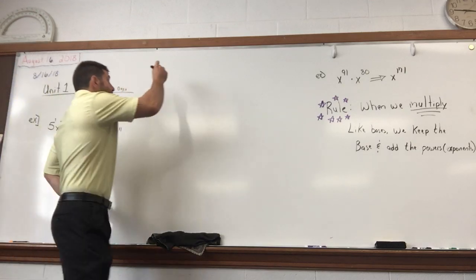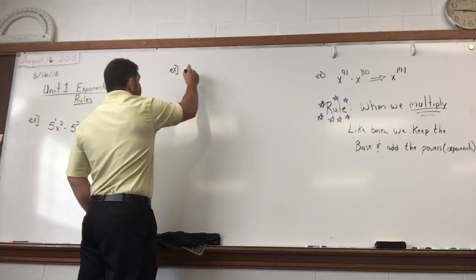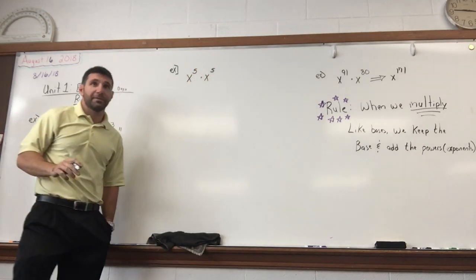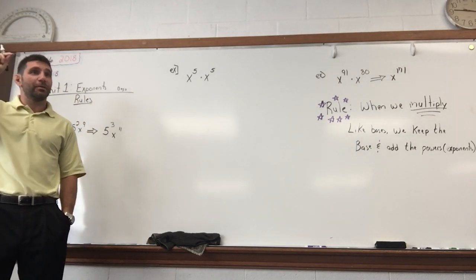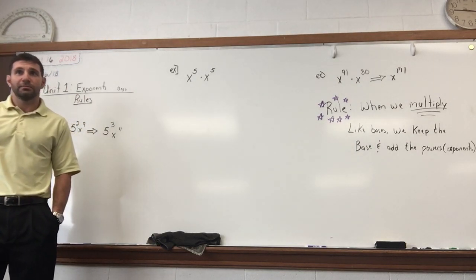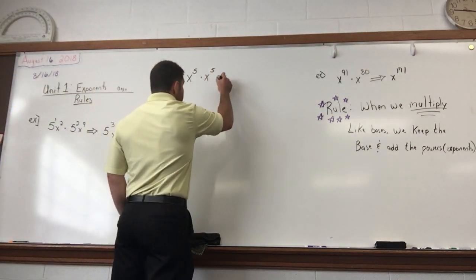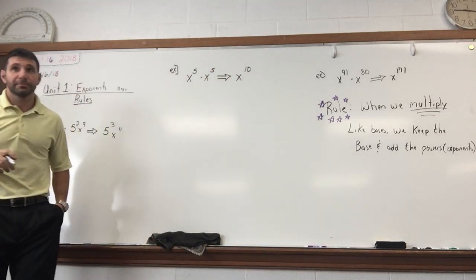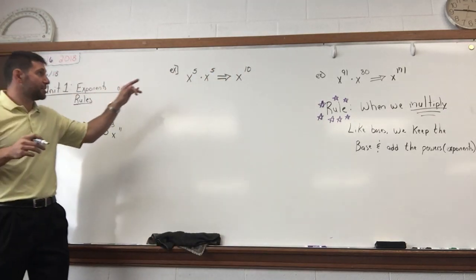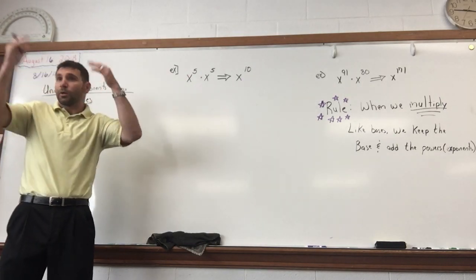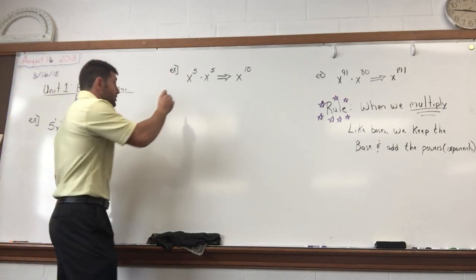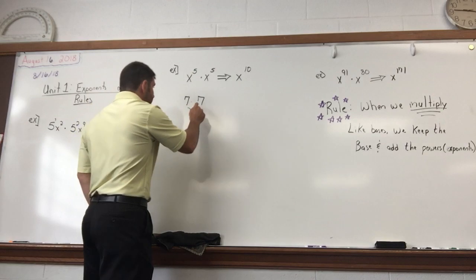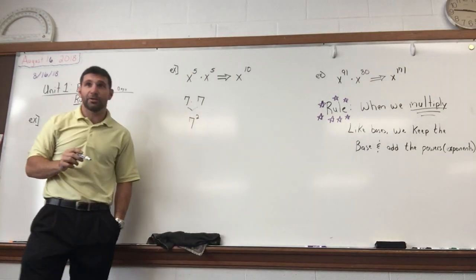So just an example. If I've got x to the 5th times x to the 5th, you could immediately look at that and tell me that's x to the what? 10th. Because we keep the base, we add the exponents because we're multiplying. I can write this a different way. So we're going to backtrack a second. The very first example I showed you yesterday was 7 times 7, correct? And we said we can write that as 7 to the 2nd power. Does everybody agree? Yeah. Okay.